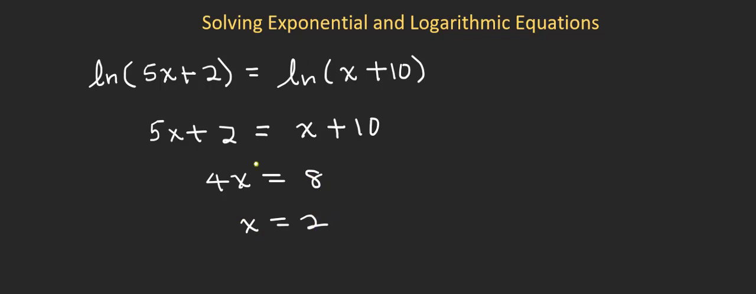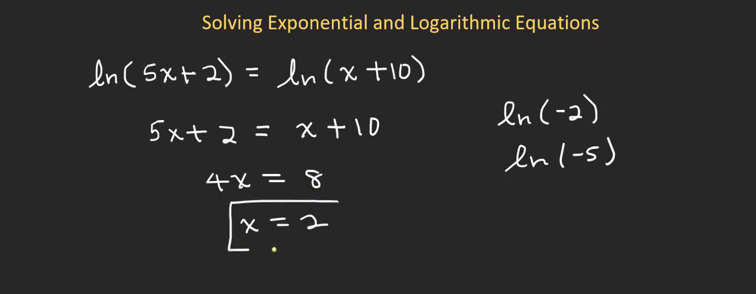Now you got to make sure that when you plug it in, these values are not negative, because natural log of a negative number does not exist. This is what I mean. Natural log, let's say, of negative 2. When you use your calculator, you will find out that it doesn't exist. What about natural log of negative 5? Same thing. The number inside the log cannot be negative. So for this example, our final answer is x equals 2, because when you plug in 2, these are positive.